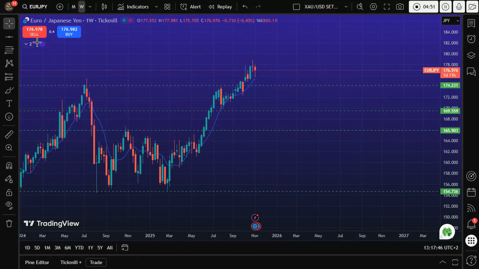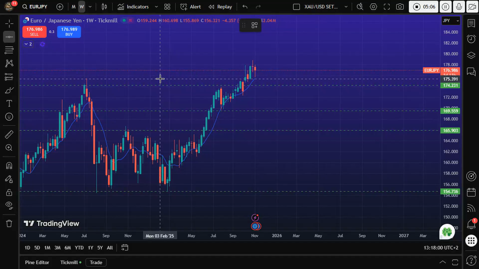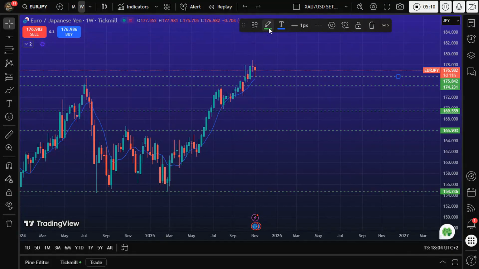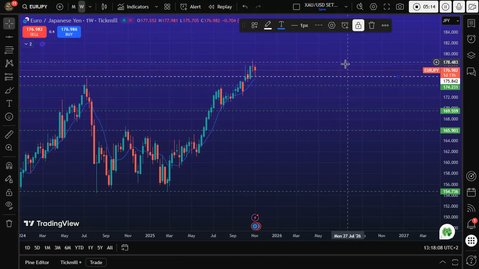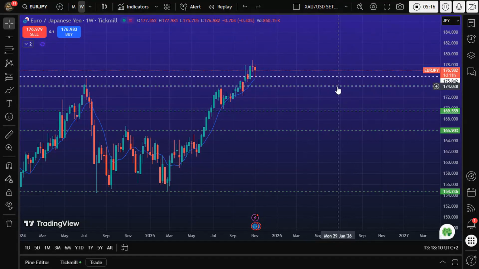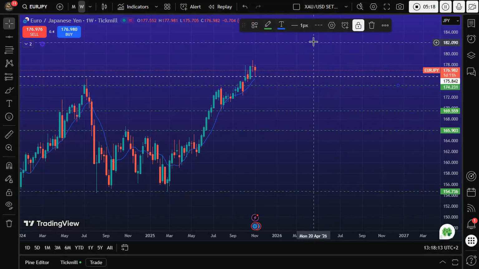My first one is around here. I would like to enter the trade around here specifically. No, I'm mistaken, I would enter the trade around here. Now this is my entry number one, and then this is my entry number two.